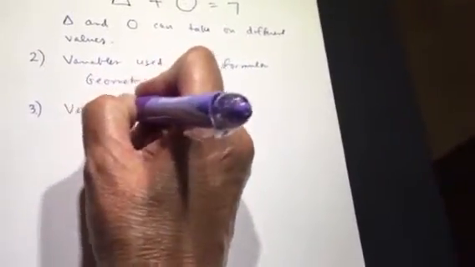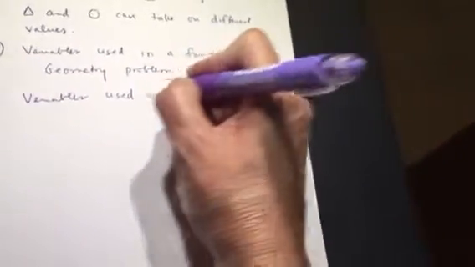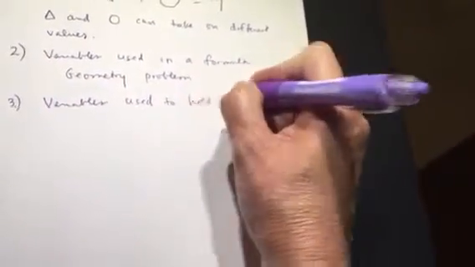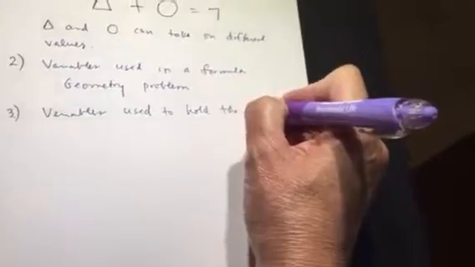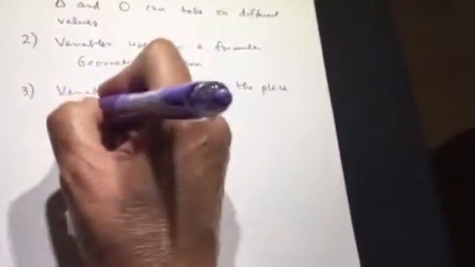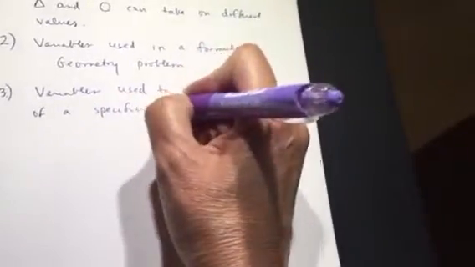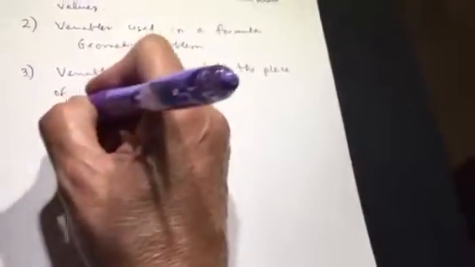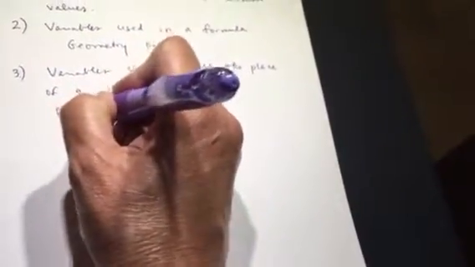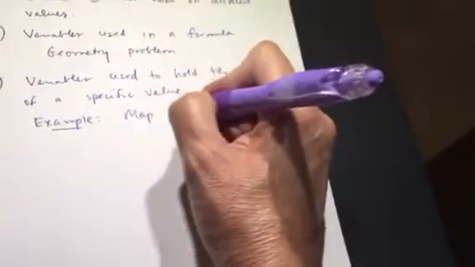And the third one is variables used to hold the place of a specific value. And the problem that we did for this was the map problem. The map problem.